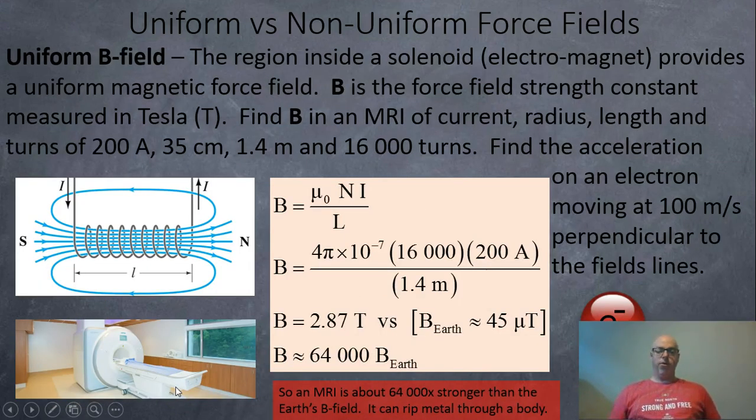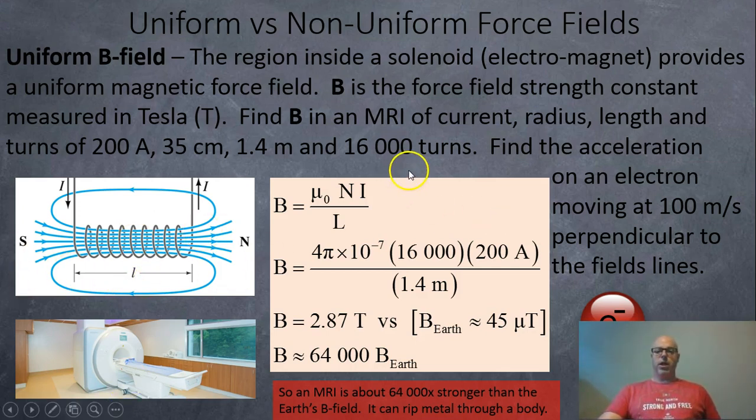Okay, now we've got a uniform magnetic force field. One place you can find a uniform magnetic force field is inside a solenoid, inside the center region of a solenoid or an electromagnet. You can also make one by just having 2 bar magnets really close to each other. That's another way of doing it.